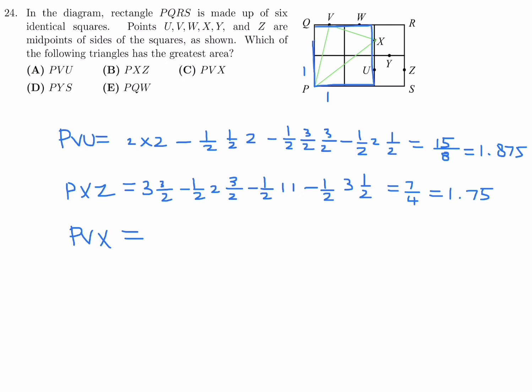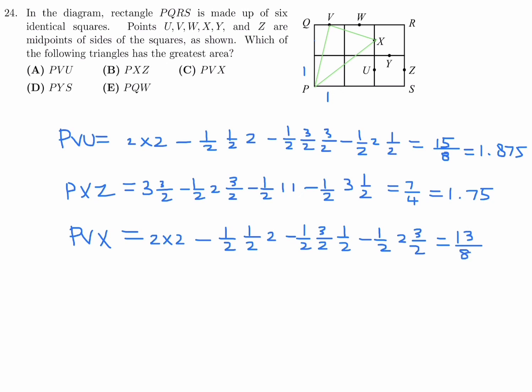So in a careful way, let's do this one. So that's going to be 2 times 2 minus, of course, same as before, right? Those 3 triangles, we just have to subtract those to get PVX. So this is 1/2 base times height, 1/2 times 2, and then 1/2 times 3 over 2 times 1/2 minus 1/2 times 2 times 3 over 2. And when you do this math, you get 13 over 8, and that is 1.625.